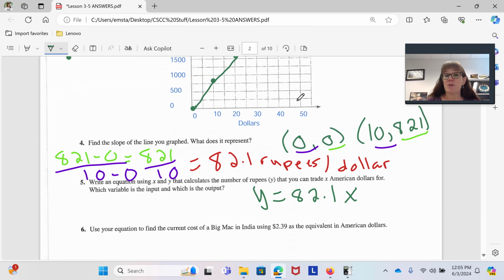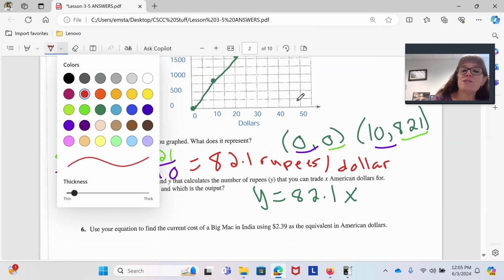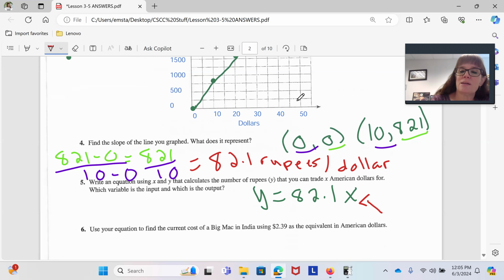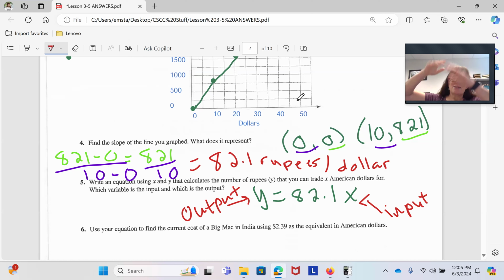They ask you for the input and the output. The input is the US dollars. That's the part we're putting in. So we'll say input. The output is however many rupees it comes out to be. So that's the output. If you think of an equation as a machine, you put the x in, something happens inside here, and a y comes out. What's happening inside this one is that it's being multiplied by 82.1.